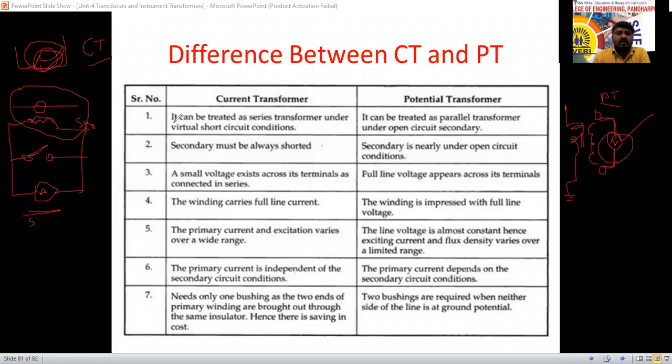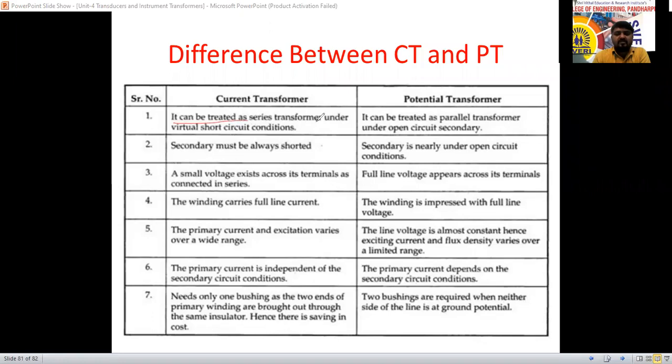See here, it can be treated as a series transformer under virtual short circuit conditions, because it is connected in series. The primary winding itself acts as a bar; whatever the line is there acts as the primary winding. We are connecting in series only here. For that reason, we call it under virtual short circuit conditions. So it is a series transformer, the current transformer.